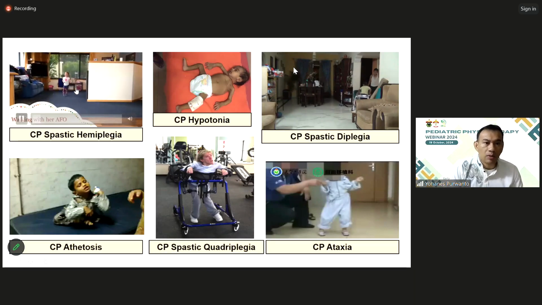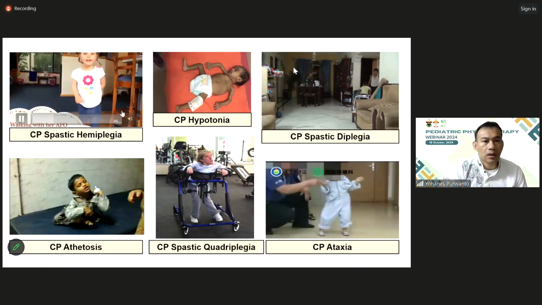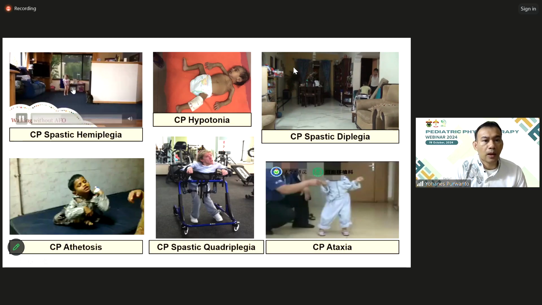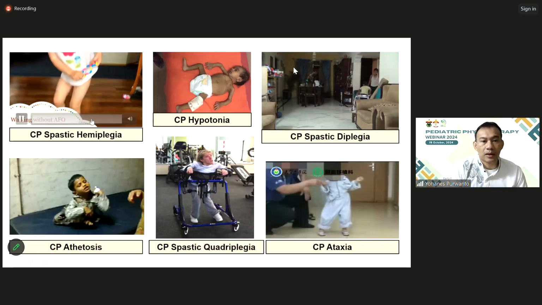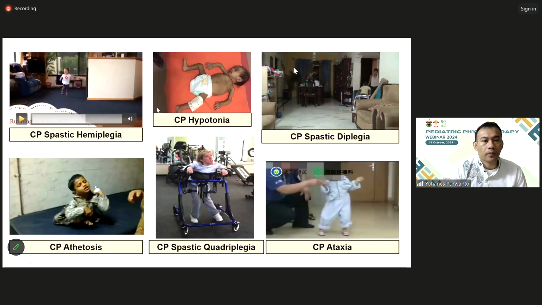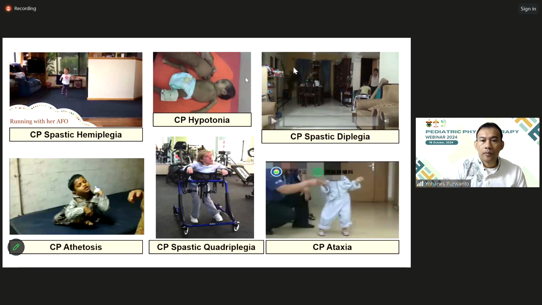This is a spastic hemiplegia. You can see here the left side is normal and the right side is more weak, and this makes the walking more asymmetric. And this is the form of hypotonia. You can see here all the muscle tone is decreased. We call it general hypotonia. Now, this was examined in the supine position.